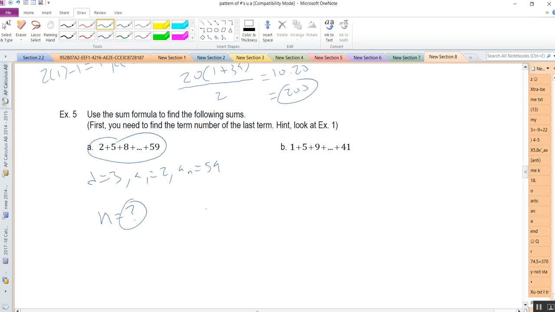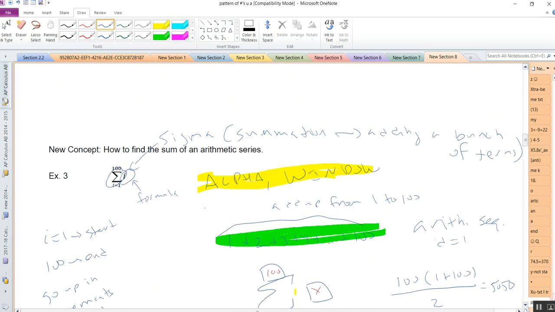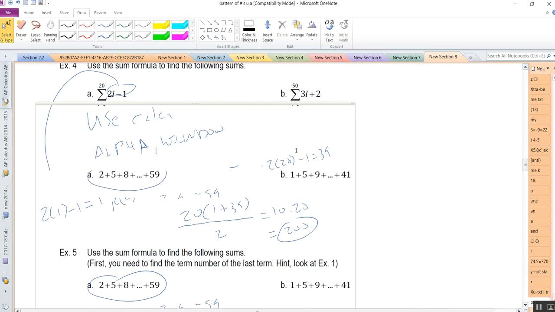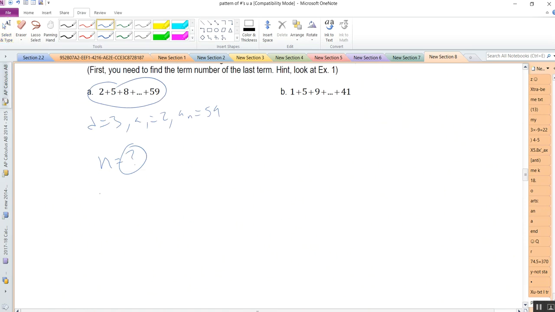Well, you can go back and look at example 1, which is all the way back here. We see the form of an equals a1 plus n minus 1 times t. So 59 is this, that's 2, that's 3. And why am I doing this? Because it's a little hard for me to tell how many terms we have. So if I work this out, I get 57 equals 3n minus 3. 60 equals 3n, so it looks like I have 20 terms.